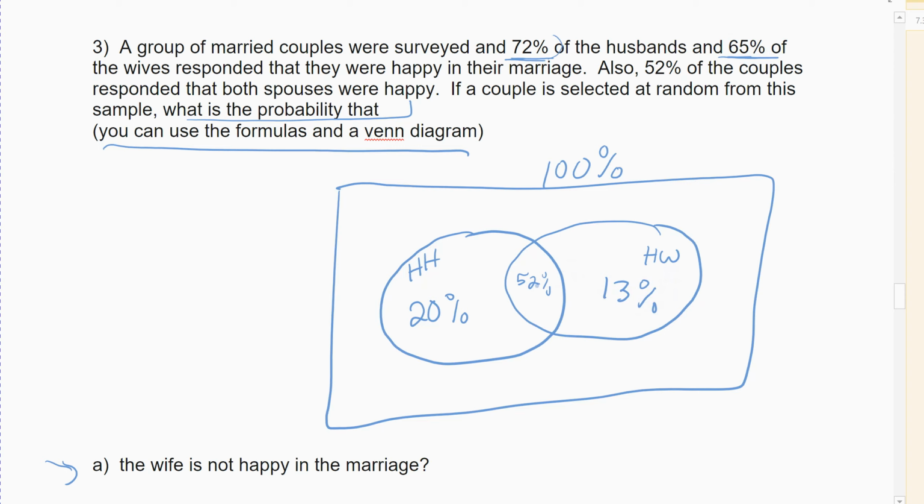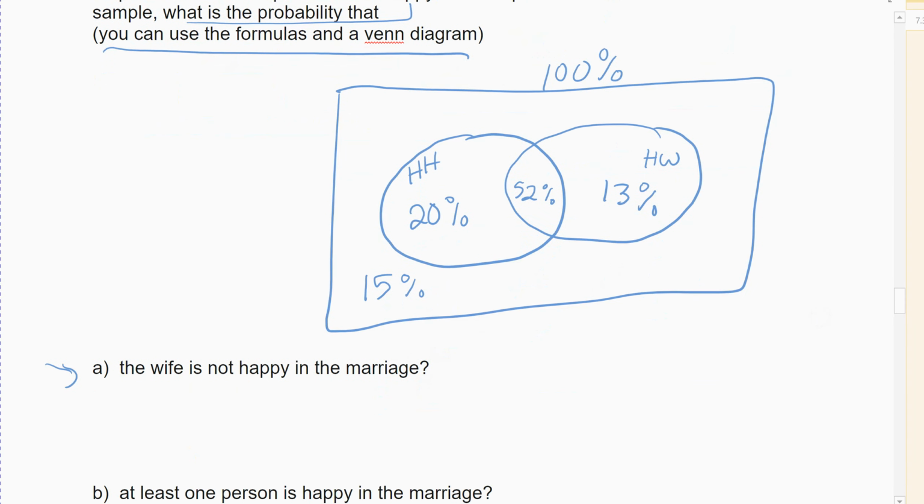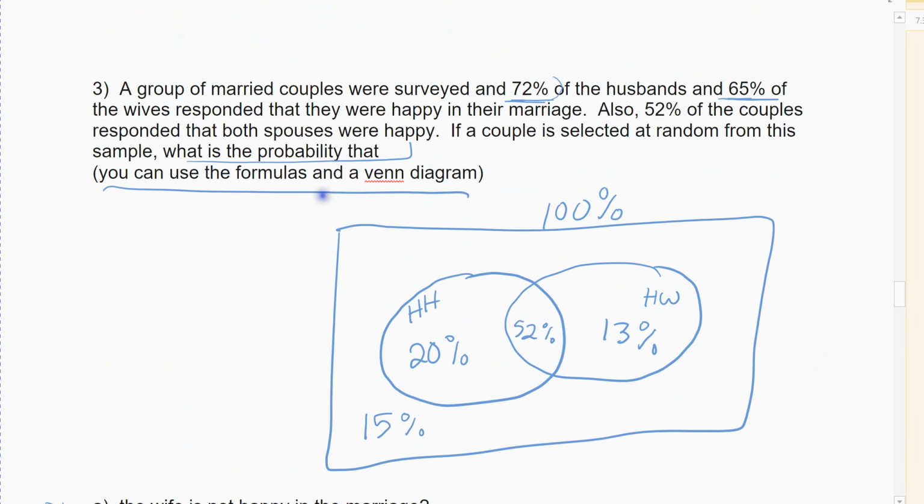I'm not done yet, right? I've still got the outside area where both people responded that they were unhappy. Well, what you do is you take 20, 52, 13, add them up, subtract them from 100, and that'll leave me with the percent where both of them marked off they were unhappy. And so if you add them up, that gives me 85, so 15%. Alright, so 15% of the couples surveyed, both of them marked they were unhappy. Again, this is just a way to organize the written description of what the survey told me.